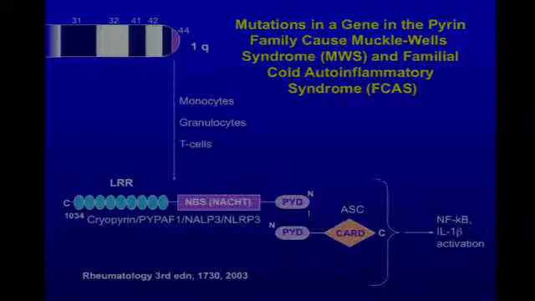But in any case, this protein has a pyrin domain at its N-terminus. It has a Nacht domain, which is a protein interaction domain in the middle, and a leucine-rich repeat domain at its C-terminus. It can interact with ASC, that same protein that pyrin can interact with, and it also can have a role in activating IL-1.